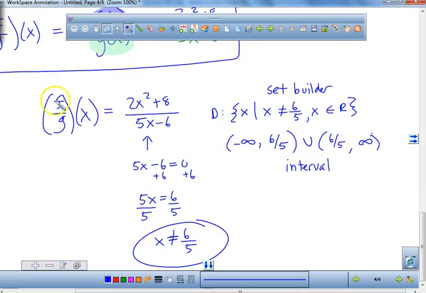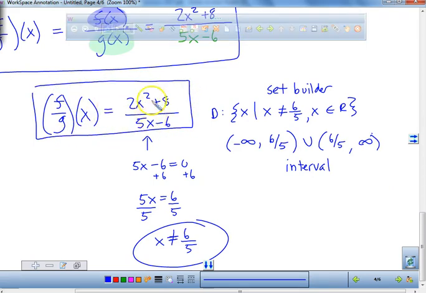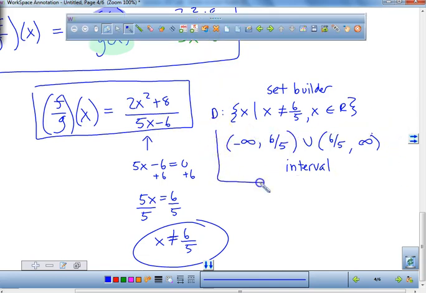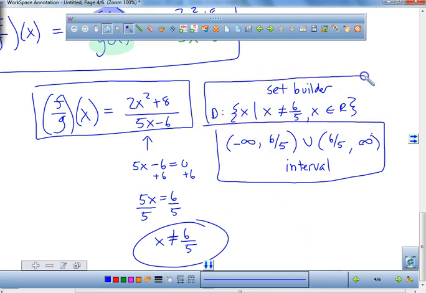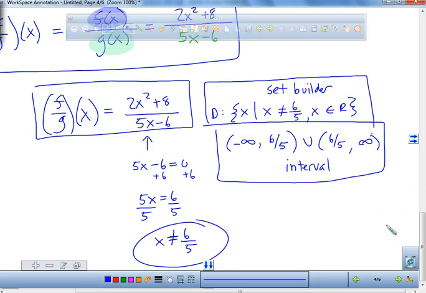So everybody, what's your answer for this problem? This is the two functions being divided, and this right here, if you wanted to keep all of your answers in interval notation, this right here is your answer in interval notation. And this is your answer in set builder notation. Okay? Your job is to do number 2.